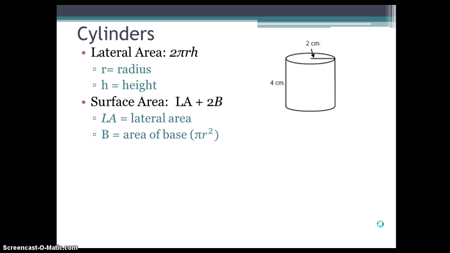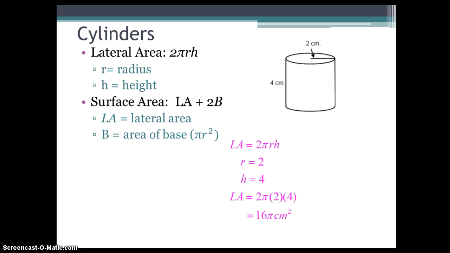For a cylinder, it's the exact same formula, perimeter times height, but remember, the perimeter of a circle we call circumference, which we find with 2 pi r. So to find the lateral area of a cylinder, we say 2 times pi times radius times height. So in our example, the radius is 2, and the height is 4. So 2 times pi times 2 times 4, or 16 pi. And we'll just leave it in terms of pi for this video, because it's much easier than working with decimals.